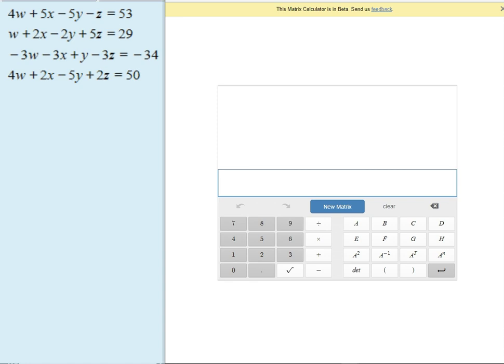Remember that when you want to use a matrix to solve a linear system, all of the equations have to be in standard form. There's no other option. In this case, we have to have the W term first, then the X's, then the Y's, then the Z's equals a number, right? Has to be.